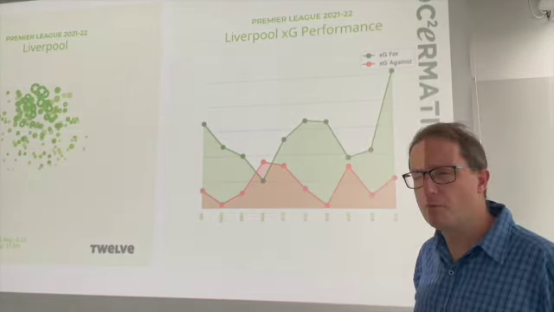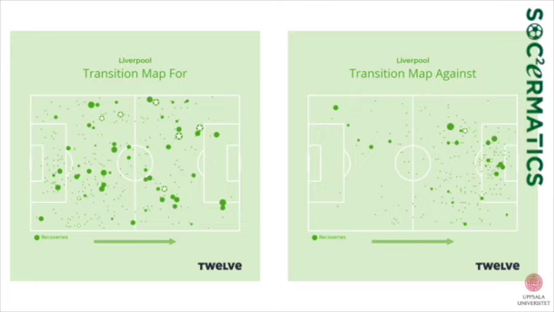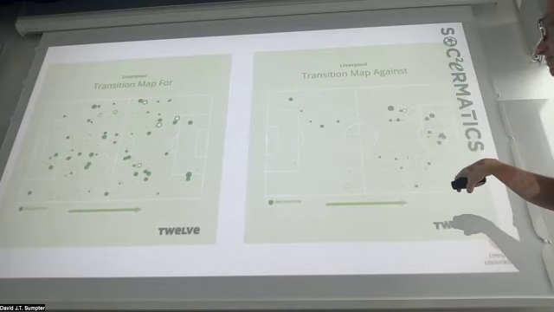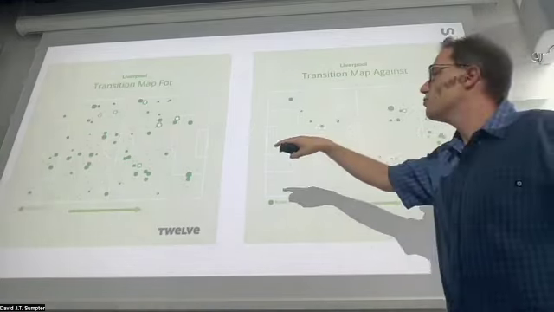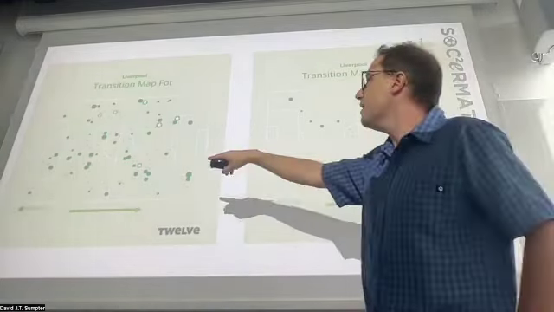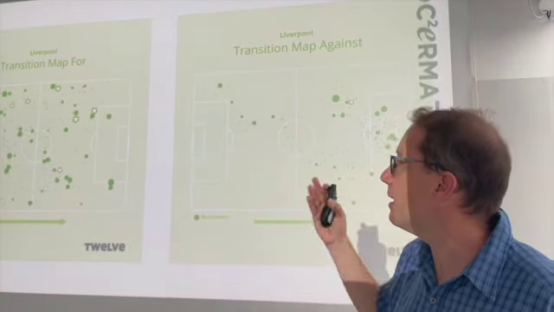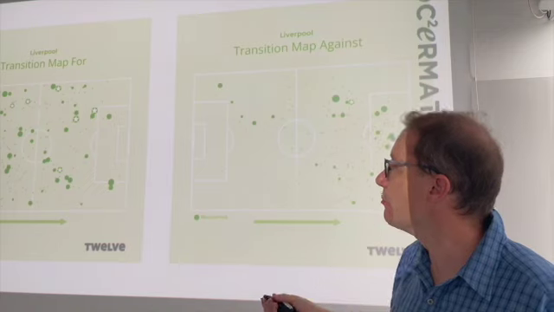This is now getting more into the nitty-gritty detail of this. This is the transition map. What is shown here is that, so this is when Liverpool are attacking. This is when Liverpool are defending. In both cases, Liverpool are attacking left to right. But this shows when they win the ball back in various parts of the pitch, what is the danger? What is the expected goal that results from them winning the ball back?